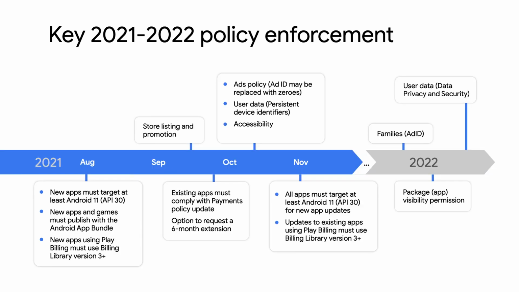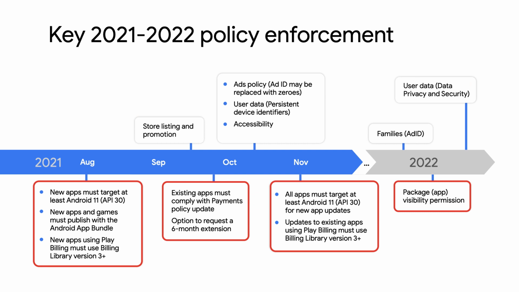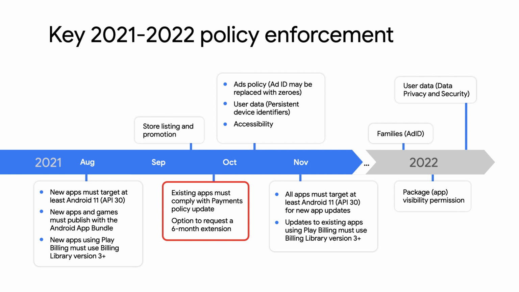And now let's look at some key enforcement dates. On the top, you see deadlines from some of our recent policy updates. We've extended the grace period for changes that may take developers more time to adjust to. And on the bottom, you see updates from previous policy updates. A couple key reminders here. Existing apps must comply with our payments policy update by September 30th.